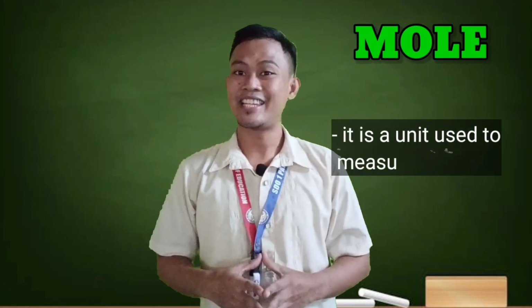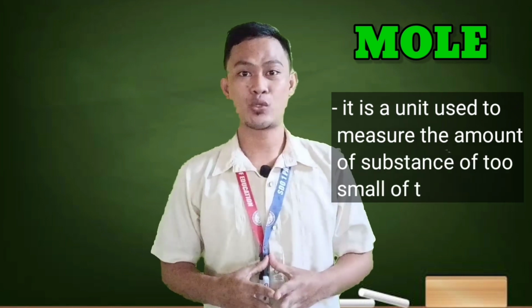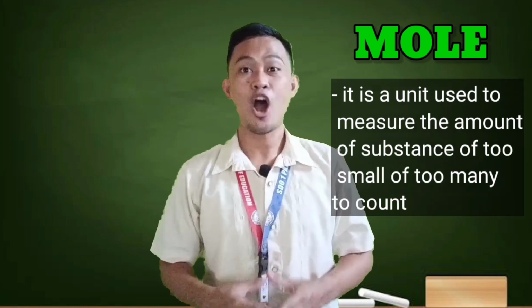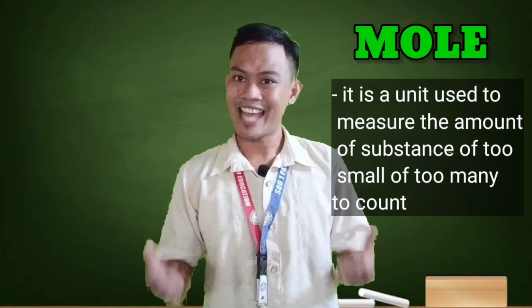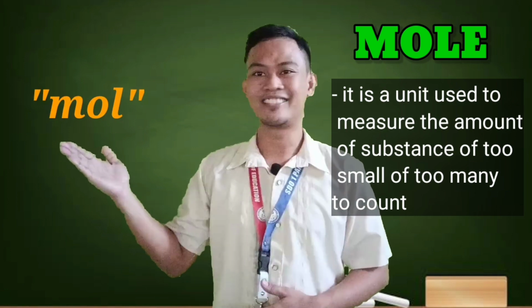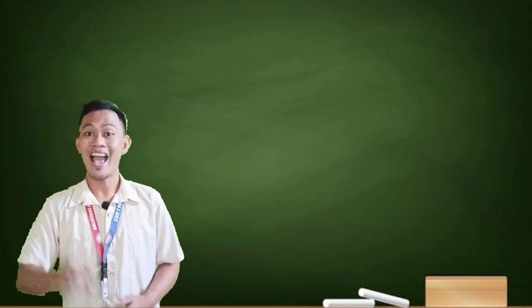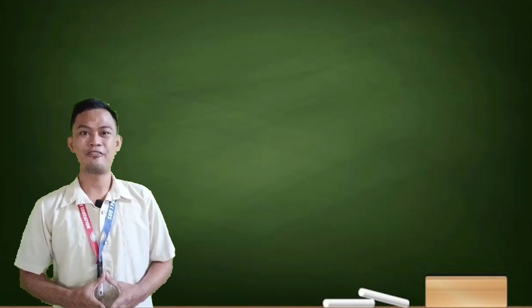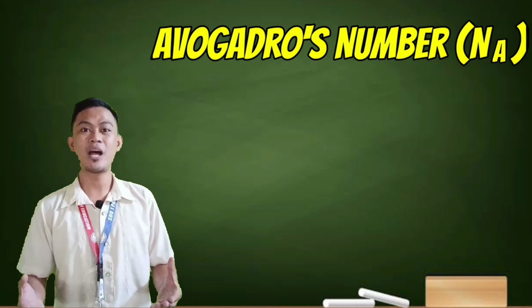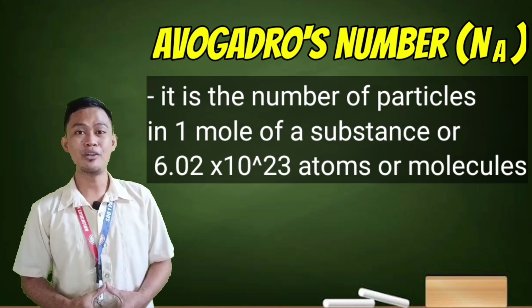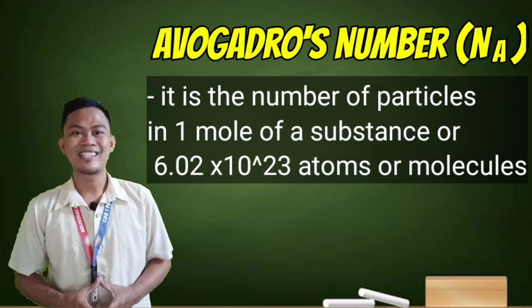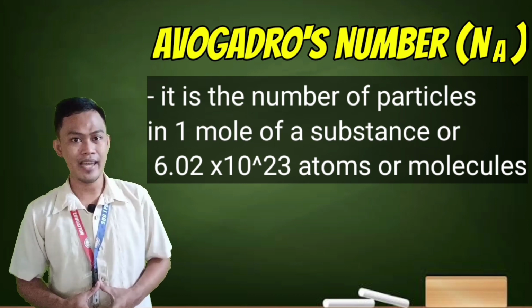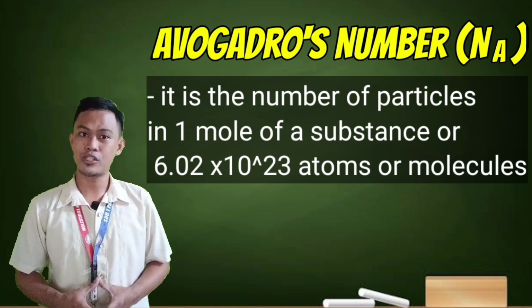Okay, class, when we say mole, it is a unit used to measure the amount of substance of too small or too many to count. It has a symbol of mole. In mole concept, we have the so-called the Avogadro's number. It is the number of particles in 1 mole of a substance, or 6.02 times 10 raised to 23 atoms or molecules.